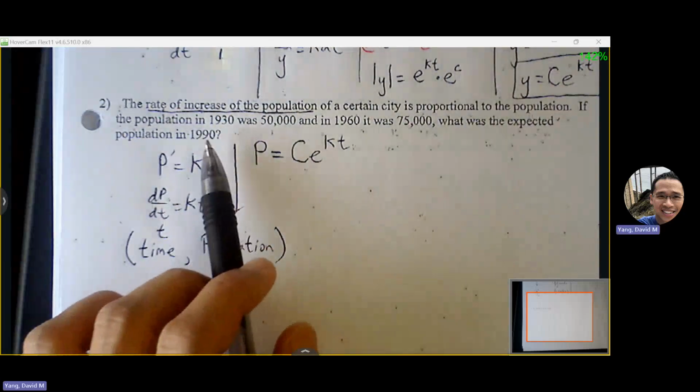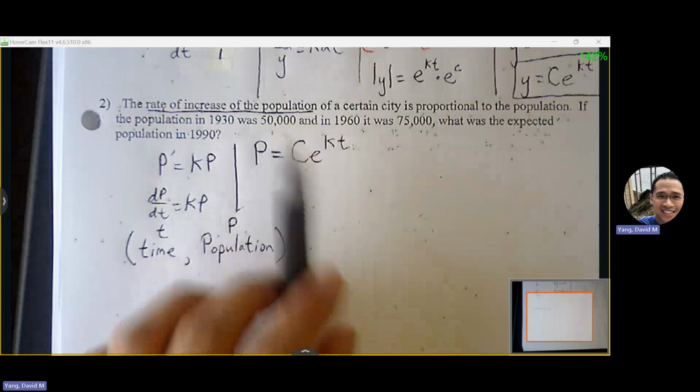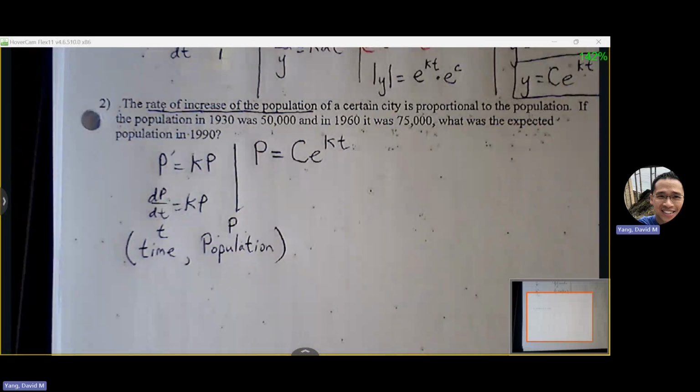Let's read the problem here. If the population in 1930 was 50,000 and in 1960 was 75,000, what's the expected population in 1990?